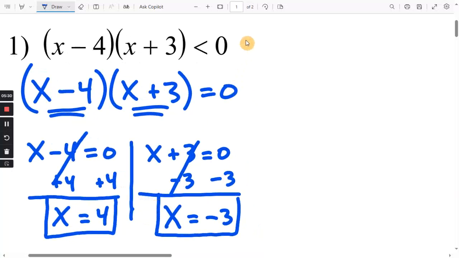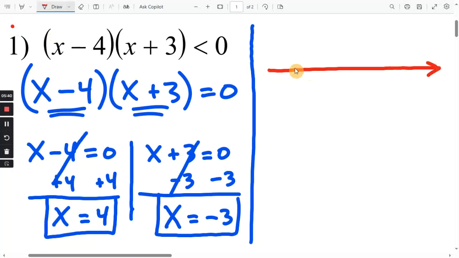All right, next step is to plug in numbers in between the zeros. So just to illustrate, if you were on a number line here, and you had your zeros of 4 and negative 3, 4 would be on the right, and negative 3 would be on the left. And you want to select points that are in between those zeros, okay?